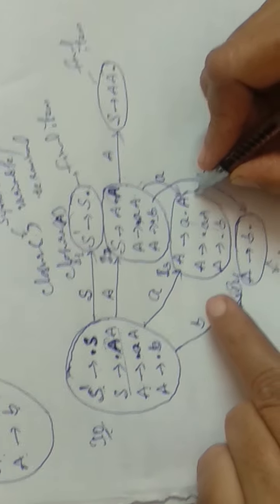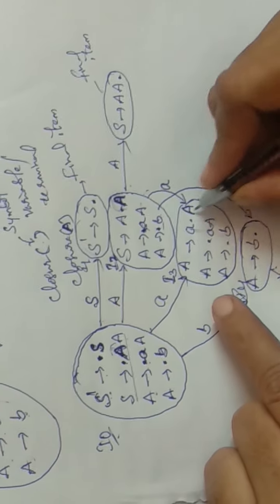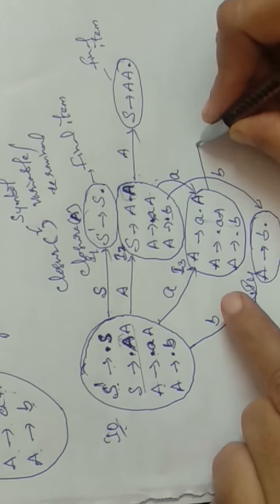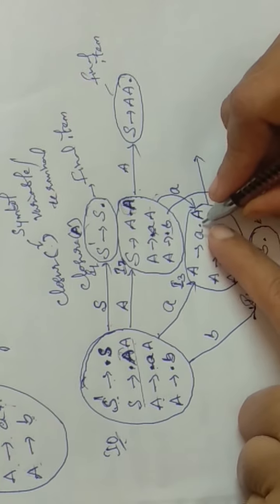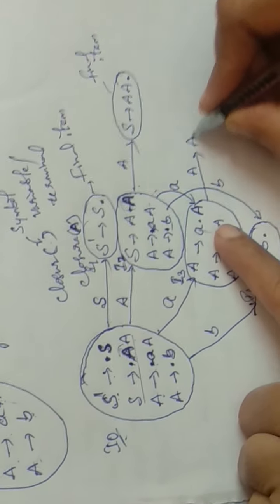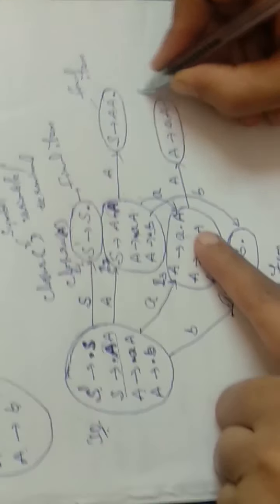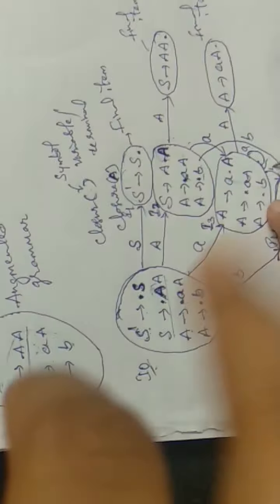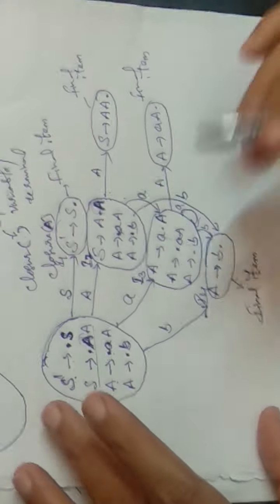Next, consider the state I3. In the state I3 also the dot has not reached the end. From the I3 state, after seeing the input symbol A, it produces A dot, so now the dot reaches the final item. And again after seeing the A, it produces the same set, so I can give it a self-loop on input symbol A, and on input symbol B, I can give it to I4 on B. So this is the complete final canonical set, the final transition diagram.